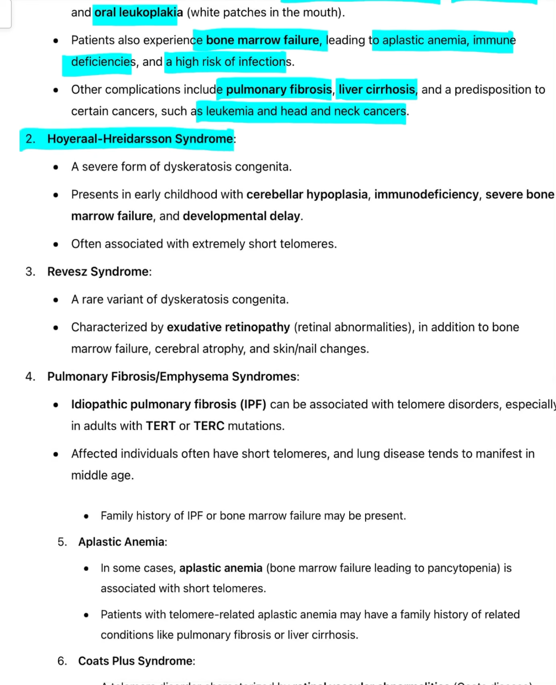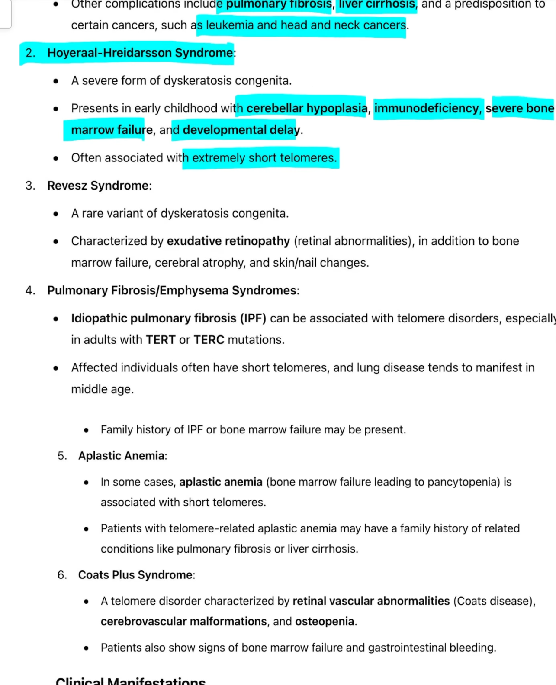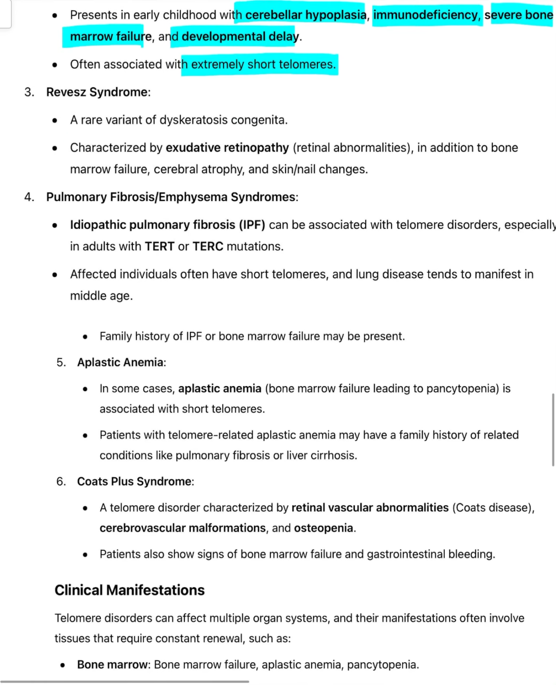Next one is Hoyeraal-Hreidarsson syndrome. That is nothing but a severe form of dyskeratosis congenita, which is associated with extremely short telomeres. The patient will have symptoms in early childhood of cerebellar hypoplasia, immunodeficiency, severe bone marrow failure, and developmental delay. Next is Revesz syndrome, a rare variant of dyskeratosis congenita, characterized by bilateral exudative retinopathy. In addition, the patient might also have bone marrow failure, cerebral atrophy, skin and nail changes, etc.